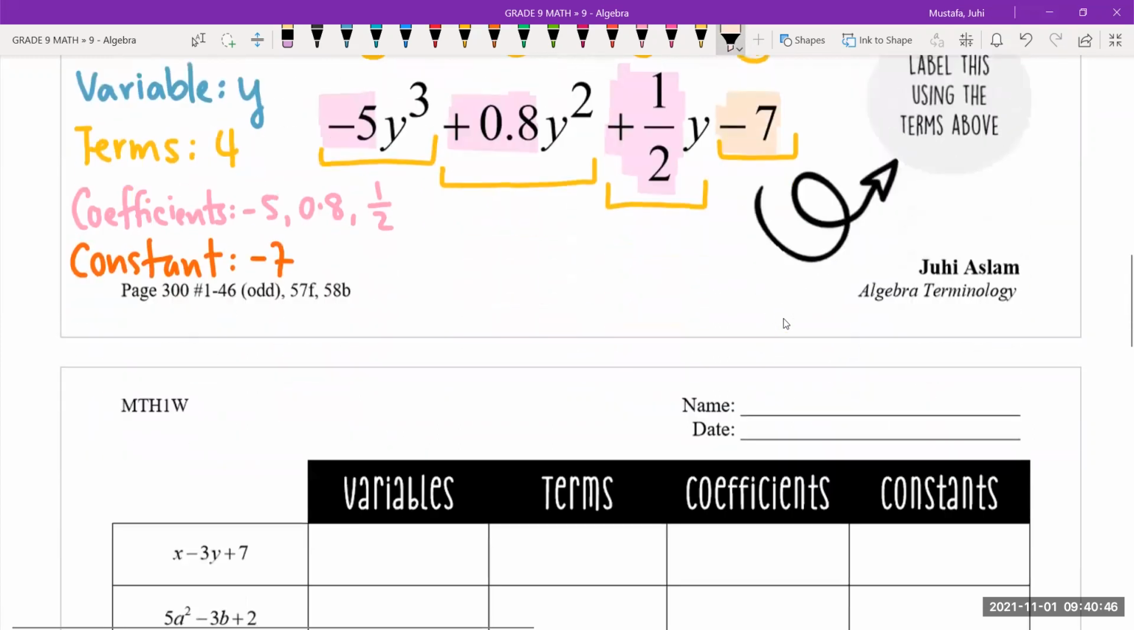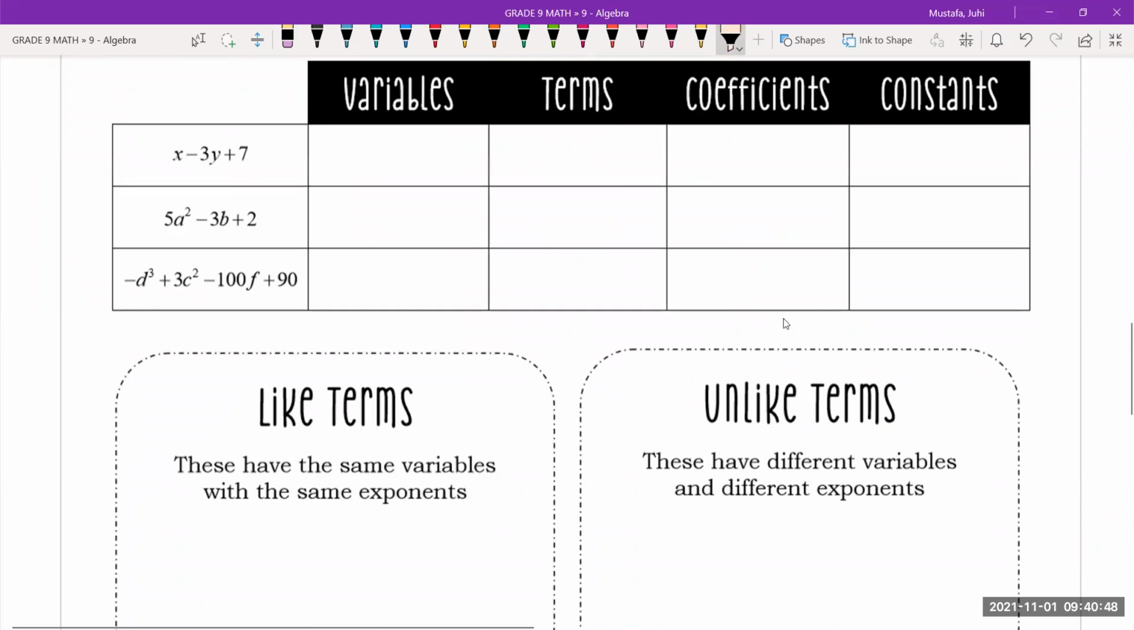Okay, go ahead and practice doing this with the chart at the back. So I've given you 3 different expressions. I want you to tell me what the variables are, what the terms are, what the coefficients are, and the constants. I'll give you 2 minutes while I take attendance, and then we'll take it up.